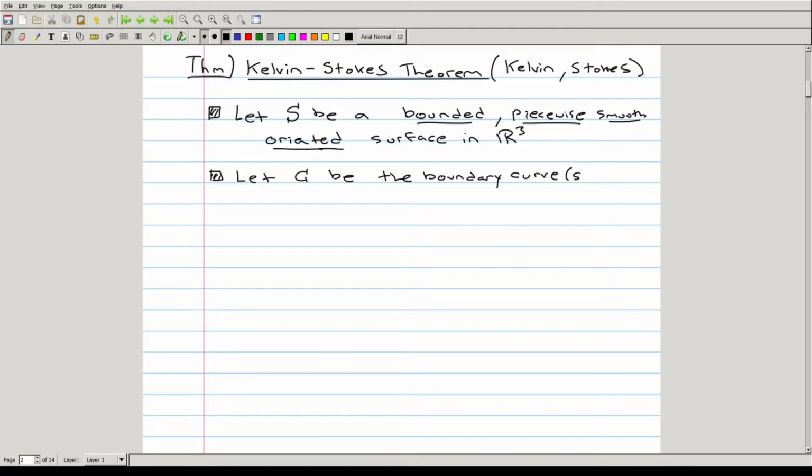Could also consist of multiple curves, depending on how complicated the surface S is. And this, by the way, is sometimes noted with a partial derivative sign next to S, just to denote the boundary curve that bounds the surface S. So C is the boundary curve of S.